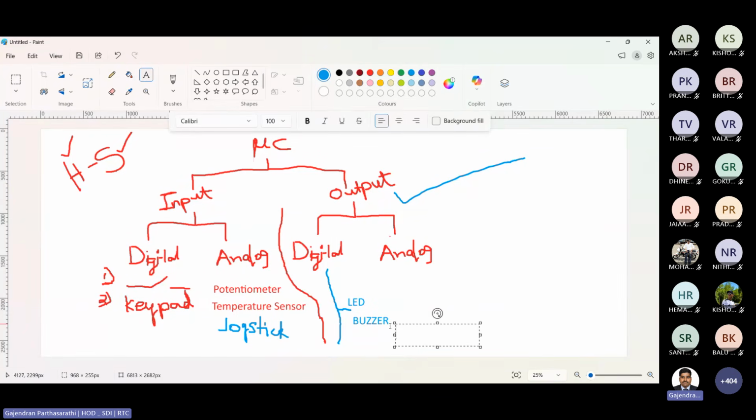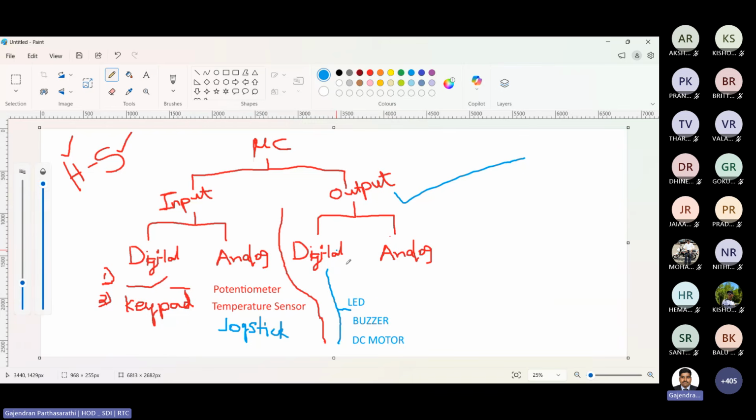But in this output side alone, we have a little controversy. DC motor, a little controversy to categorize as analog and digital. I will tell you why. If you take an LED, listen engineer, if you are thinking about only on and off, that is digital.